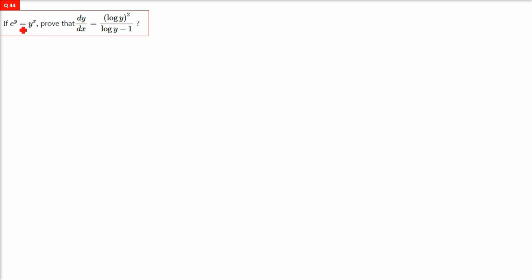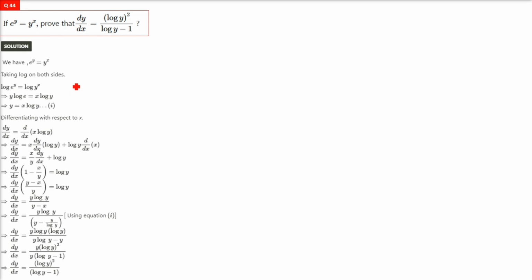Now e^y equals y^x. So we have to differentiate this. Now this kind of question, since we have done almost 44 questions now, you have already seen. So what we'll do here is we'll just take a log on both the sides. So when we take the log, the power will come in front. That is y log e, and log e base e is 1. So y, I am removing the log. So y is equal to x log y.